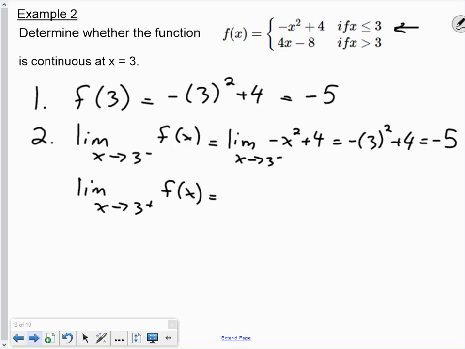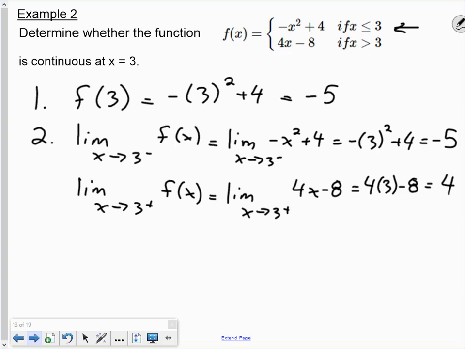For our right-handed limit, we need to use the other branch of the function because we're approaching from values of x that are greater than 3. So we're going to do the limit as x tends to 3 from the right of 4x minus 8. Again, we can evaluate by direct substitution. This is 4 times 3 minus 8, which is 4.